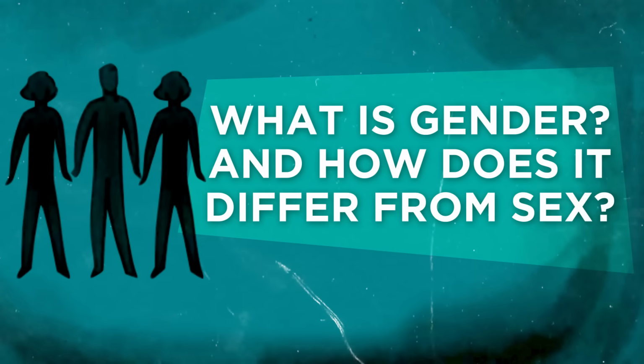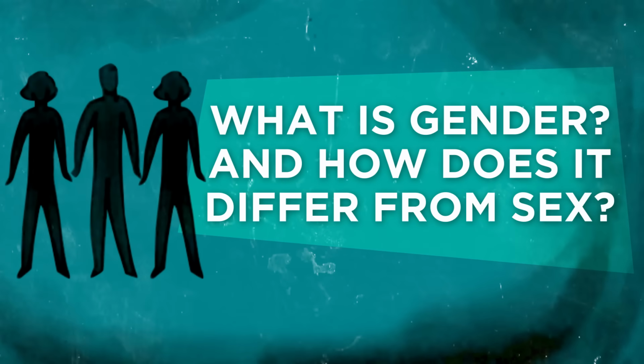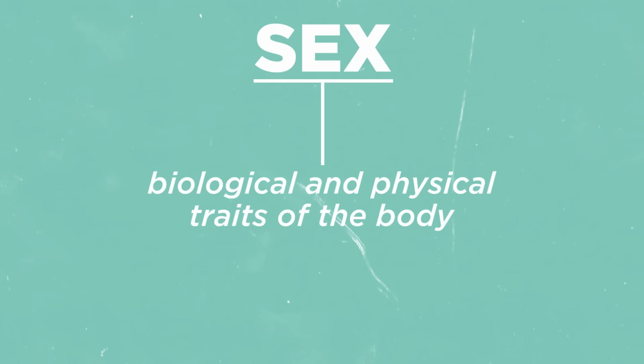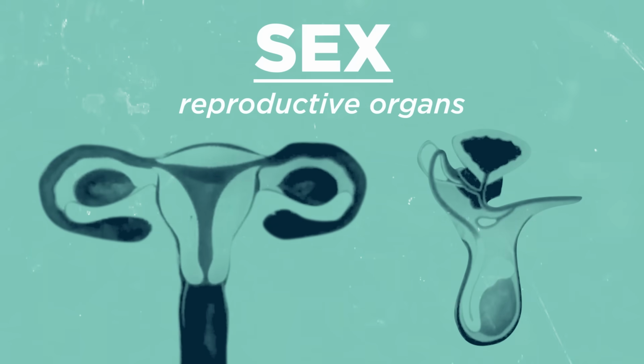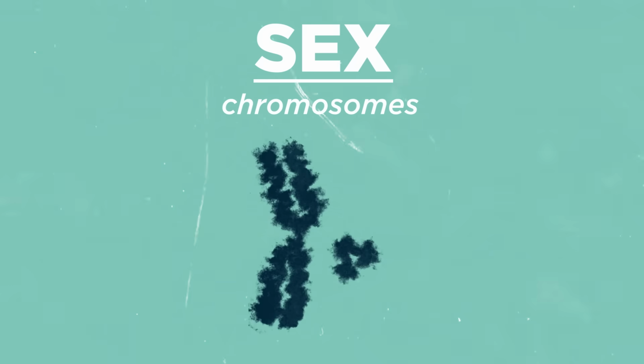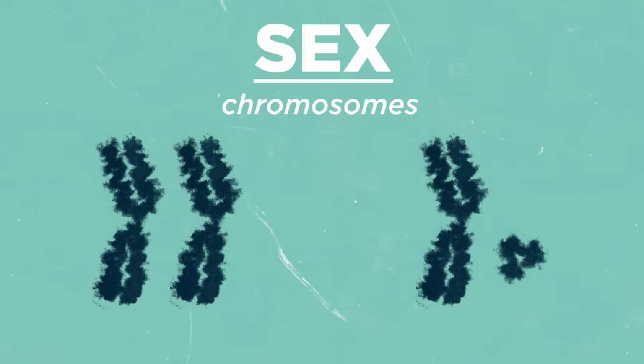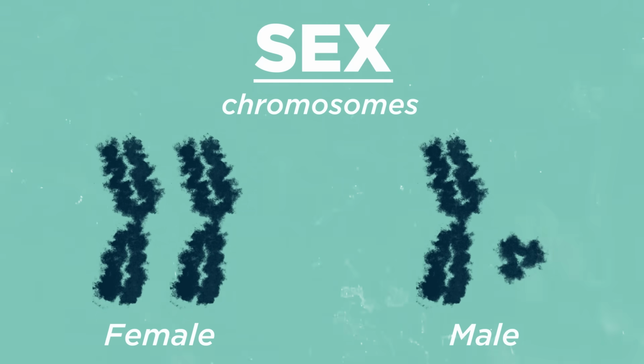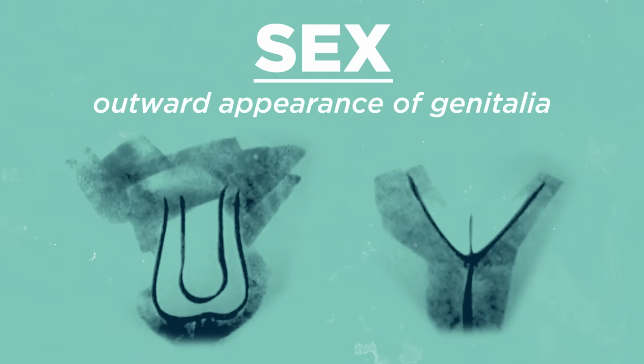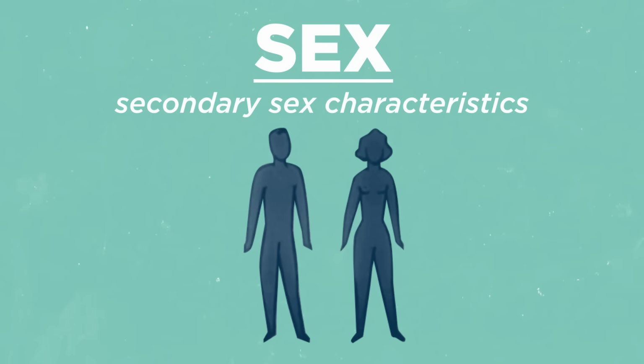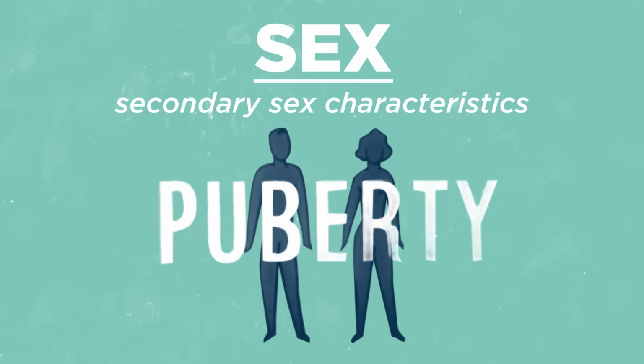Okay, so we have a lot to cover and very little time, but the natural place to start here seems to be, what is gender, and how does it differ from sex? So to start things off in something of an order from concrete to abstract, human sex is usually linked to biological and physical traits of the body. These can include reproductive organs, hormones, chromosomes, with the old wisdom being that XX chromosomes signal females while XY chromosomes are indicative of males, outward appearance of the genitalia, and secondary sex characteristics, which kick in around puberty for humans.